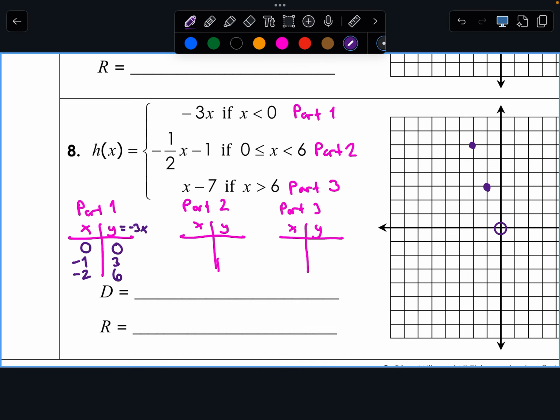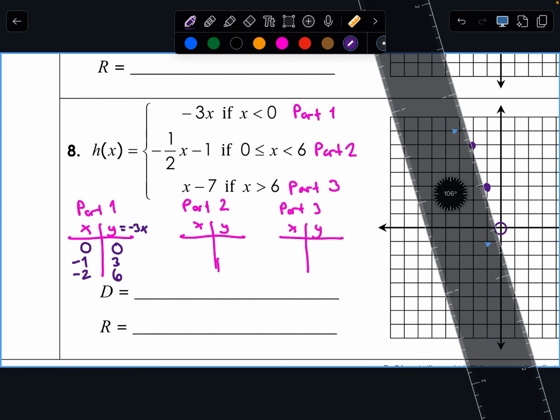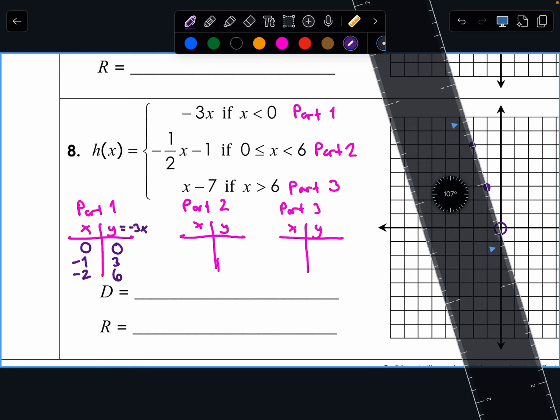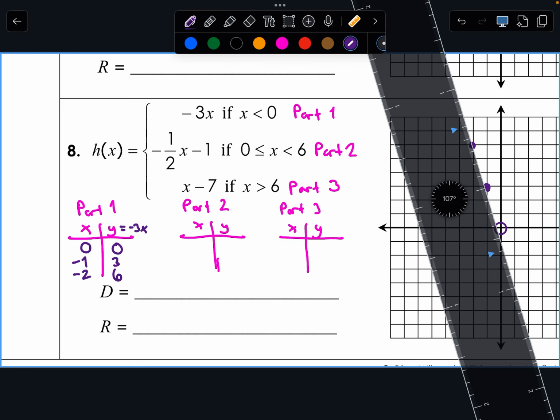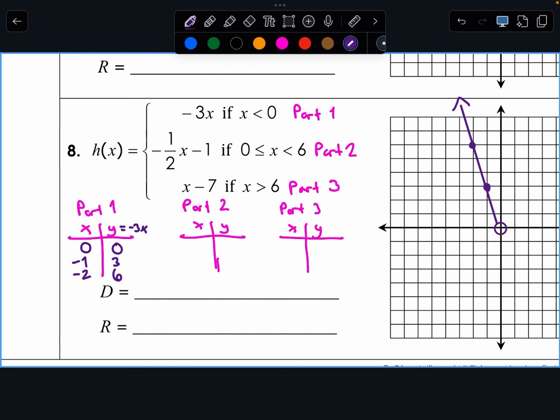Okay? All right. We know it's a line. So again, what we'll just do is connect those points. And again, you'll see my ruler on the video if you watch the video later on. So you will see that it's going to be a line. And again, because it's less than 0, it doesn't stop. We're going to have to put that arrow there. Does anybody have a question about how to graph part 1? Okay? All right, thank you.